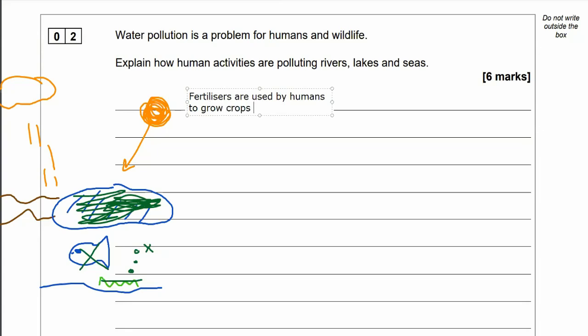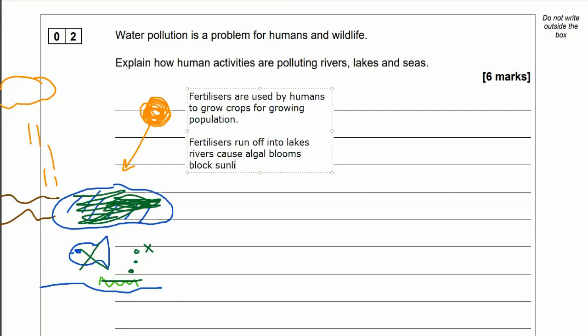So really, we just want to say that fertilizers are used by humans to grow crops for growing the population and feeding the population, really. And fertilizers can run off into lakes and rivers and cause algae to grow, or algal blooms is a way of saying that. This blocks out the sunlight, stops photosynthesis, and deoxygenates the lake, killing any organisms in the lake.